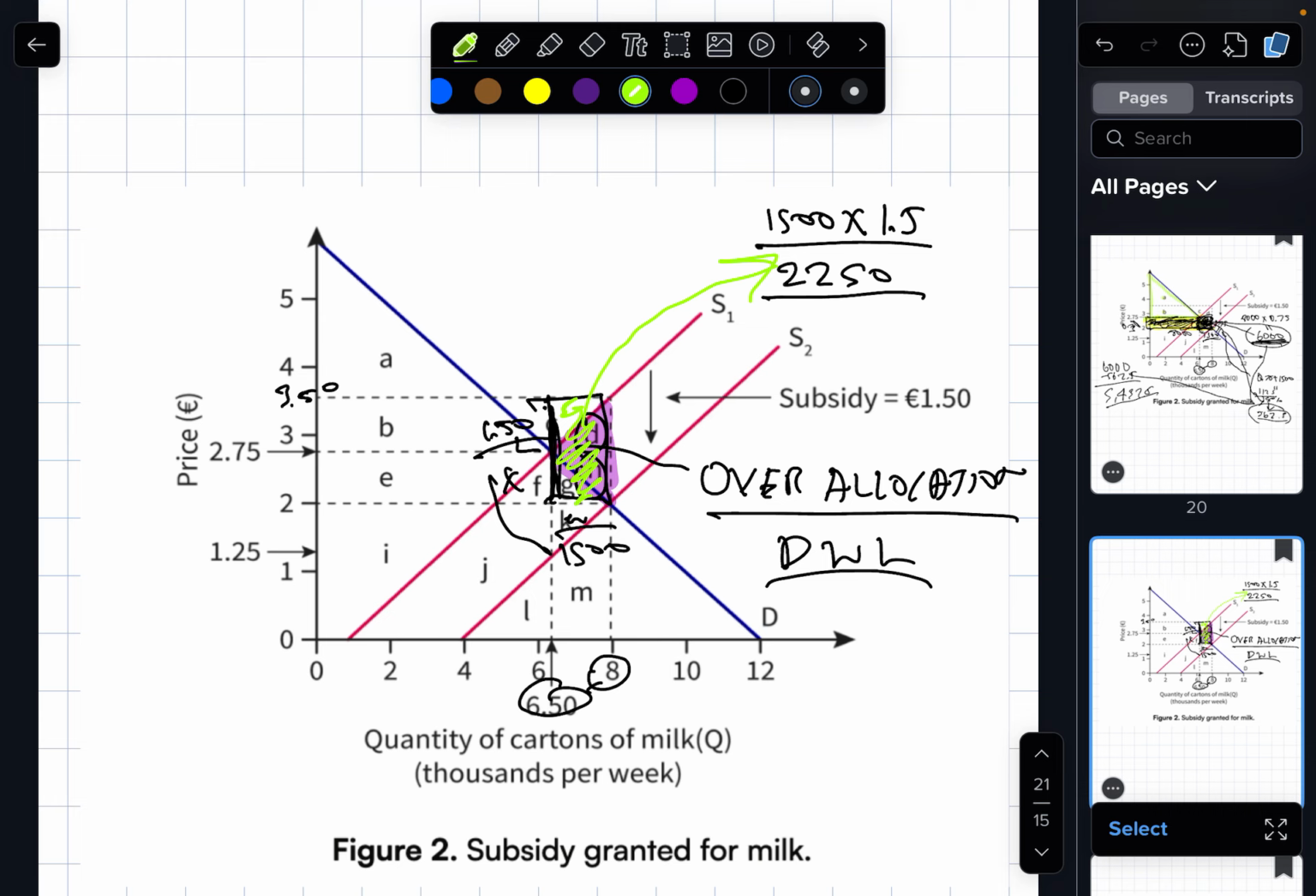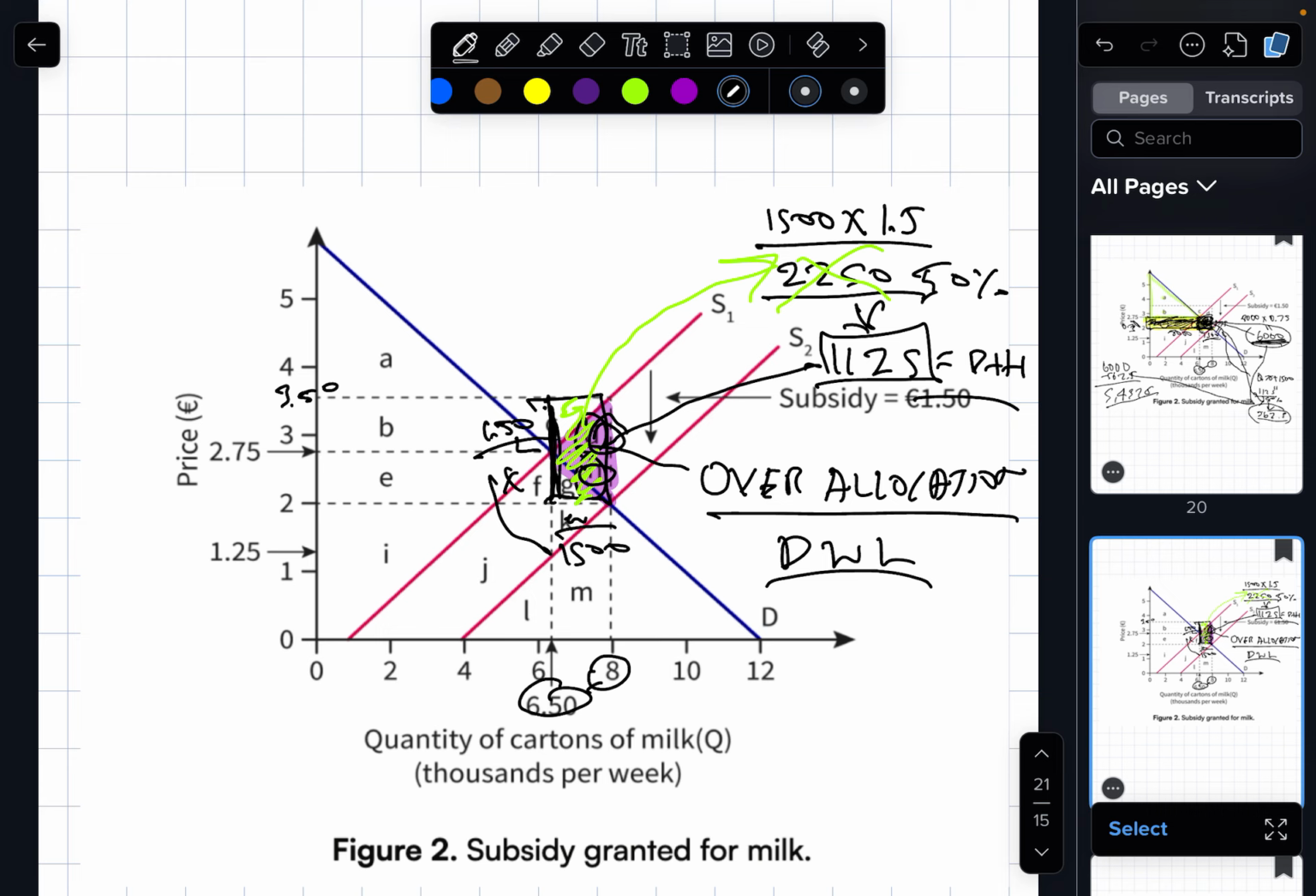But that's not what we want, right? What we want is 50% of that, or 0.5. So we would just multiply it by 0.5. That would bring us to 1125. And 1125 would be the welfare loss, or the dead weight loss, right? Half of this, so the D and the H. So that equals D and H.